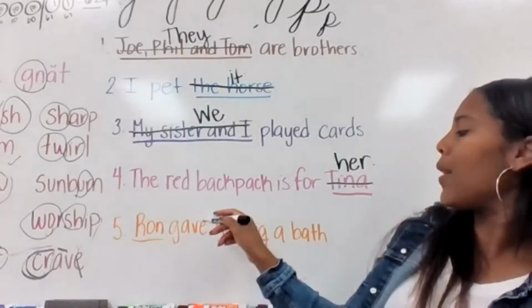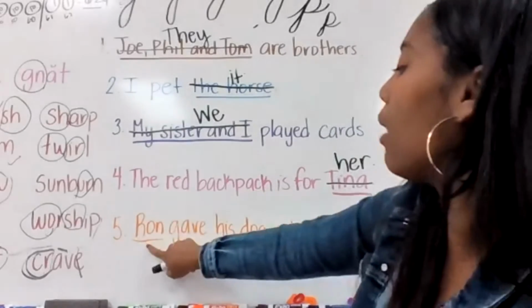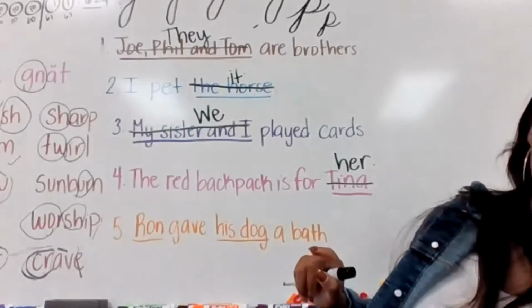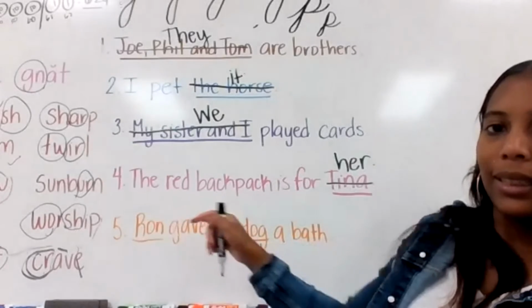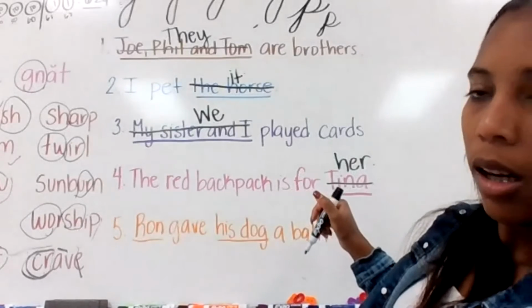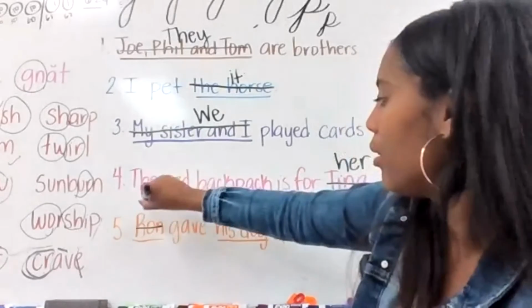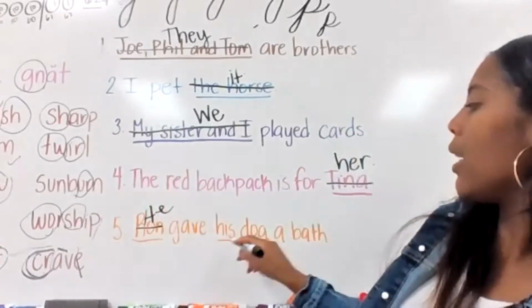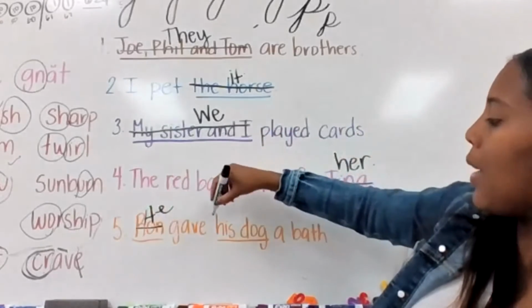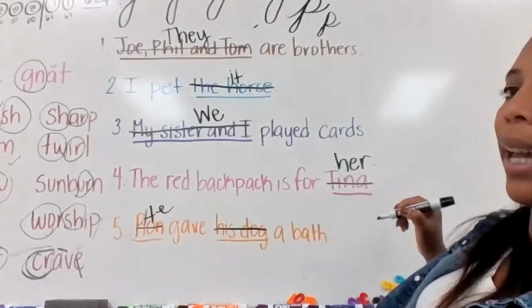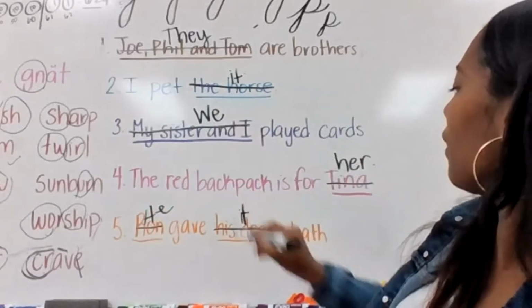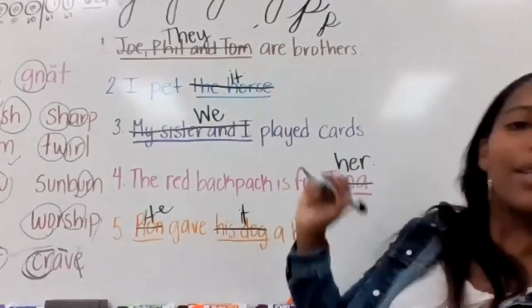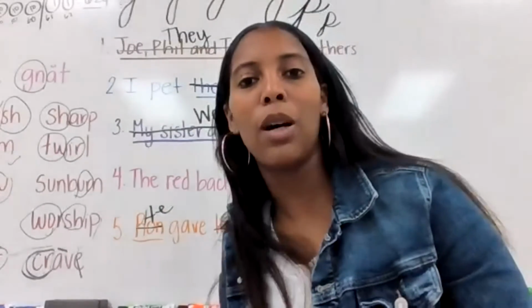Last one, Ron gave his dog a bath. So I want to take out Ron and his dog. So what can I say for Ron? Pronoun for Ron. He. And let's take out his dog. Instead of saying he gave his dog, we can say he gave it, it's a dog, it's a thing, a bath. Good. So this is what we'll have to do on the test tomorrow.